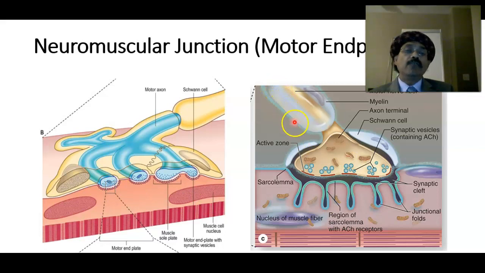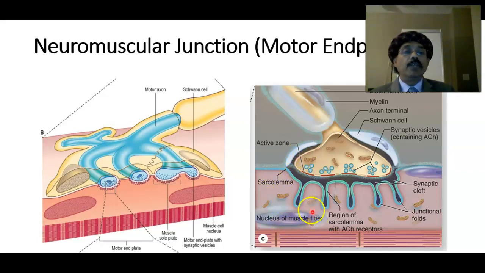Again, this is the axon. This is the Schwann cell. We have the myelin sheath here, and the axon terminal is rich in organelles like mitochondria and endoplasmic reticulum. It also contains the synaptic vesicles that contain the neurotransmitter, acetylcholine. In this part we have the Schwann cell but no myelin sheath. The myelin sheath ends here.